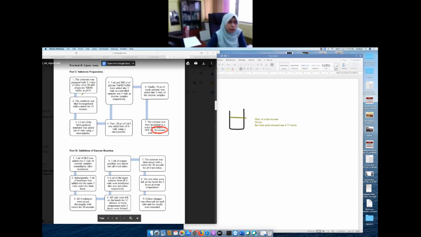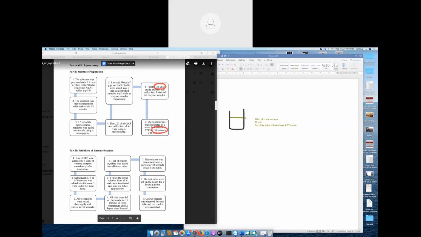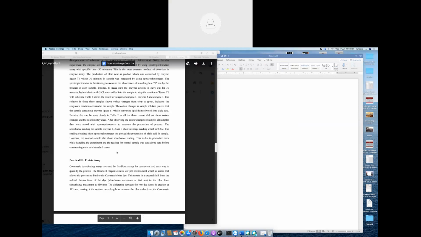And then the volume of the sample you have taken is 20 microliter of the crude enzyme. So, 20 microliter of the crude enzyme, 30 minutes. Remember the time taken and the volume you have used for the assay. So now we go back to the absorbance down here.